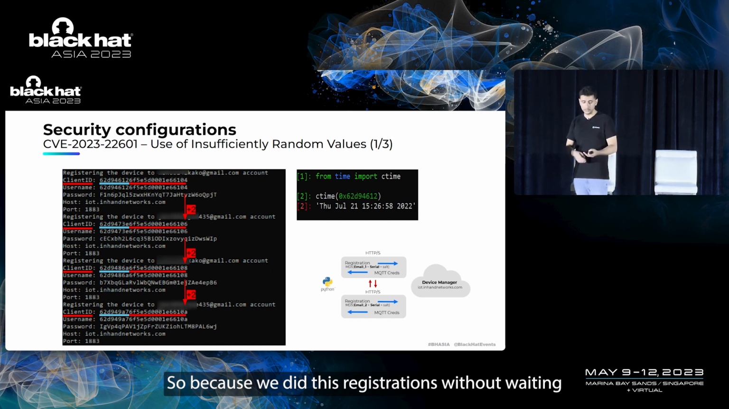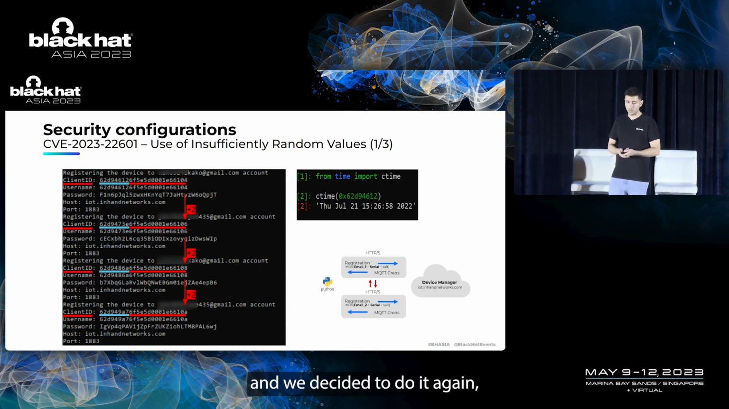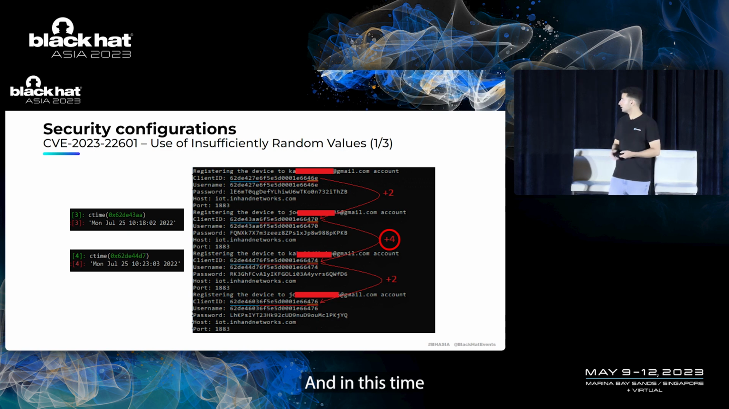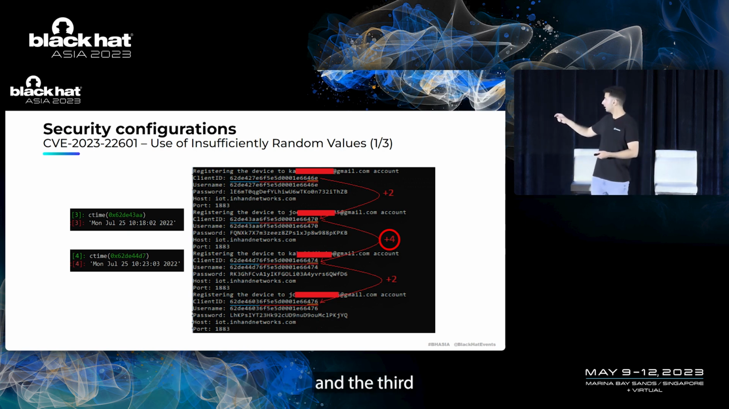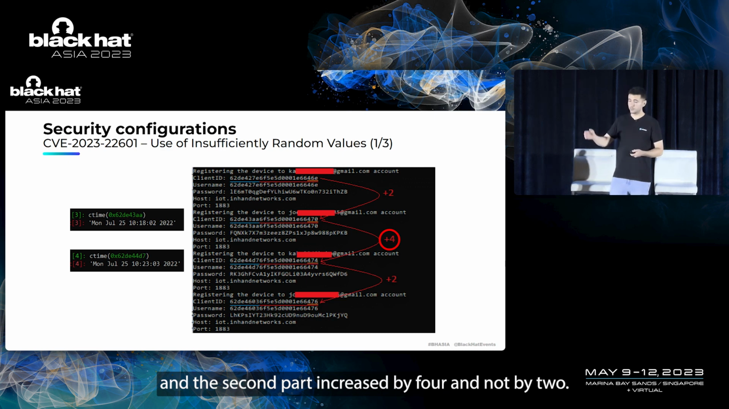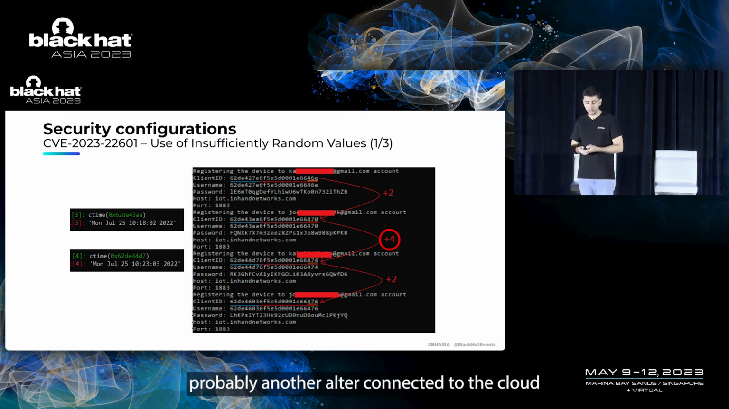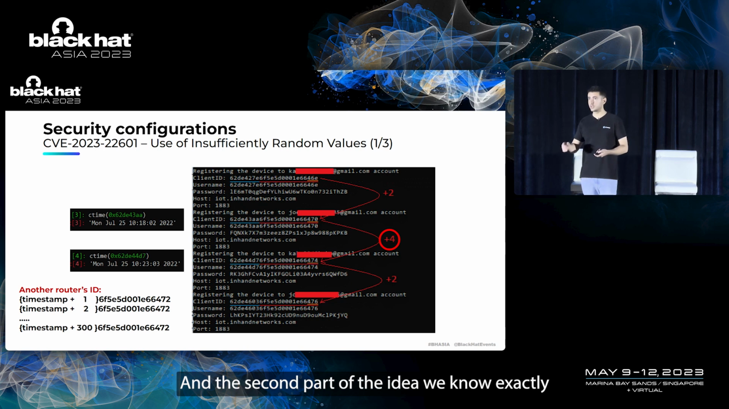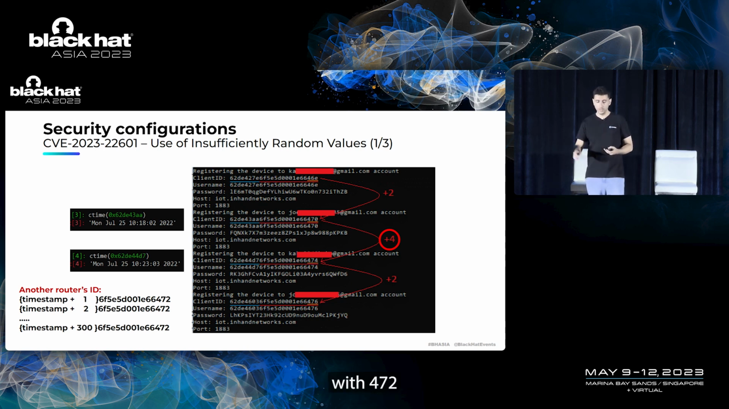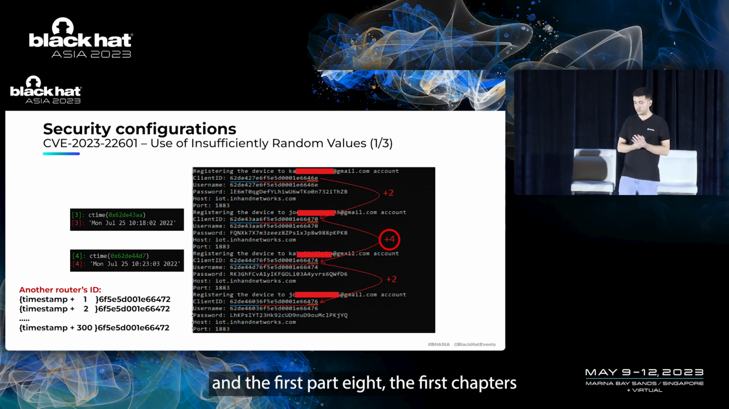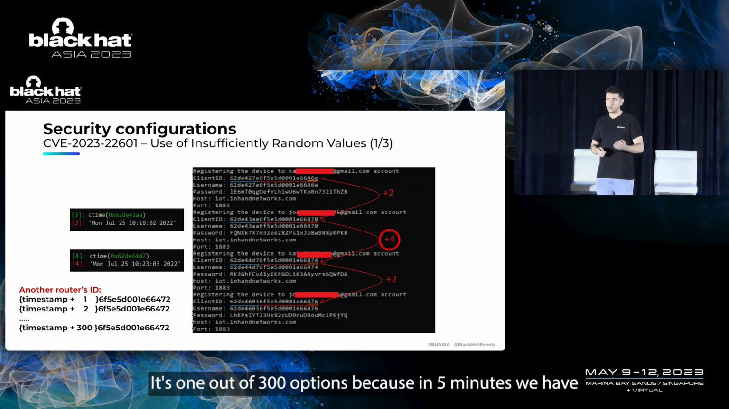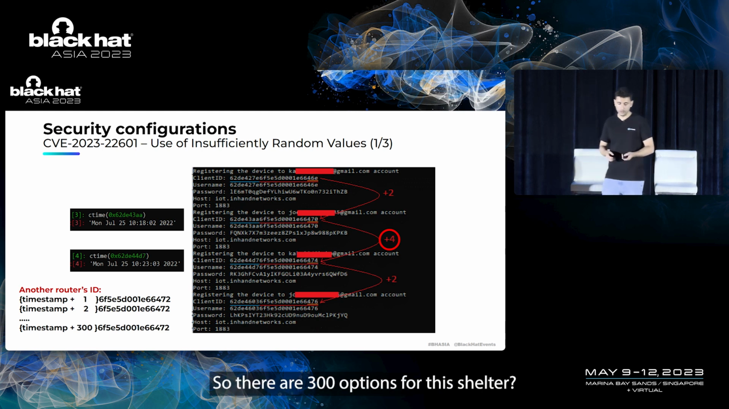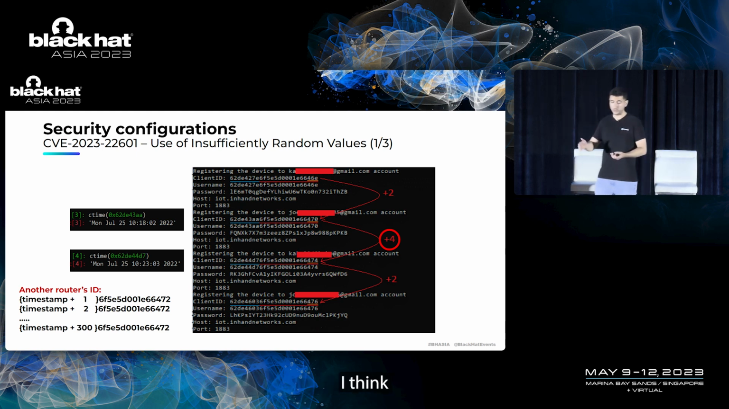Because we did these registrations without waiting, we decided to do it again, but this time waiting 5 minutes between each registration. And this time we noticed that between the second registration and the third, the second part increased by 4 and not by 2. So we learned that probably another router connected to the cloud and got this specific ID. The second part of the ID we know exactly, it ends with 472. And the first part, the 8 first hexadecimal characters, is the timestamp. It's 1 out of 300 options, because in 5 minutes we have 300 options. So there are 300 options for this router's ID.